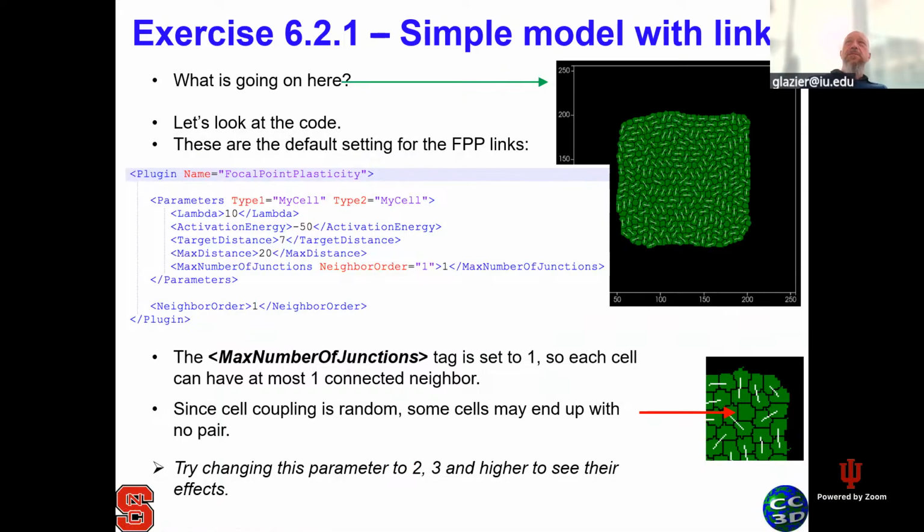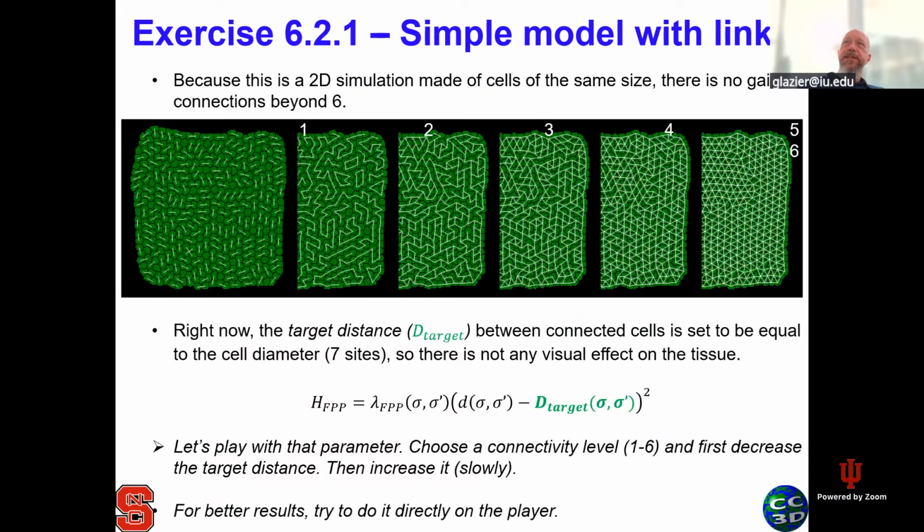So we've already done most of these little exercises. We changed the number of links, junctions. So here we had one, so some cells have no links, some cells have one, but no cell has two. And we've tried making that number bigger, seeing what happens. And in general, cells don't have more than 6 neighbors. They might have 7, but the average is 6. So this is an example of what it looks like with typically one link, 2 links, 3, 4, 5.